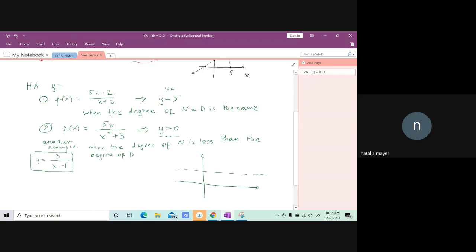So who remembers algebraically what I can do in order to know how the function is approaching the horizontal asymptote? I'm getting ready to sketch this function, the first one, (5x - 2)/(x + 3). So it's a function which has a vertical asymptote at -3.